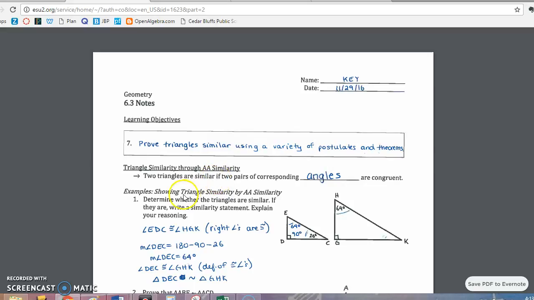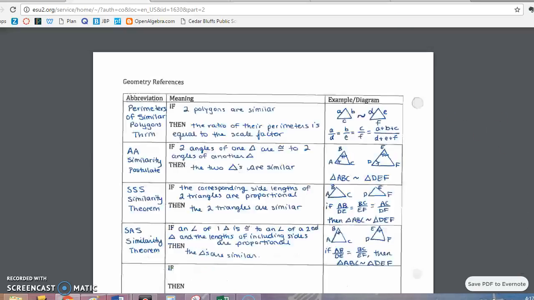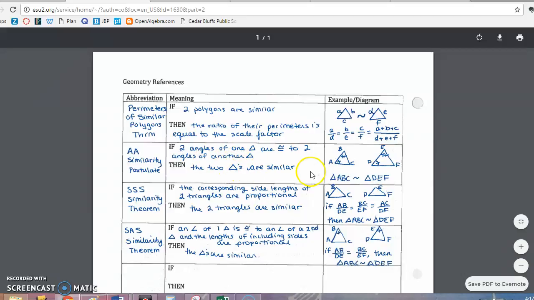So before we go through this example, we are going to talk about the angle-angle similarity postulate, which we added to our geometry reference page. So we'll see here on the reference page we've added this similarity postulate for AA, which is angle-angle. If two angles of one triangle are congruent to two angles of another triangle, then the two triangles are similar.